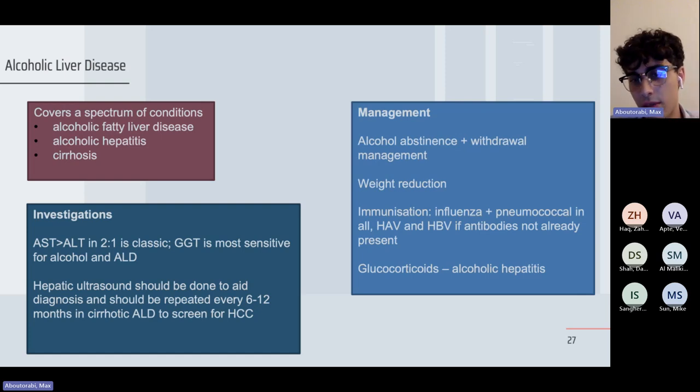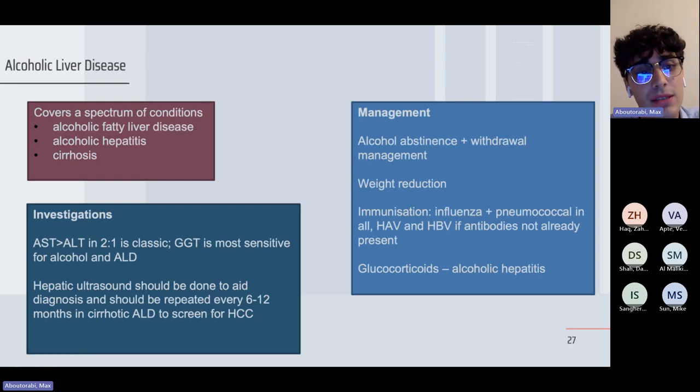This can be raised in a variety of conditions. And then you also get gamma GT and ALP, so alkaline phosphatase. These will point towards a more cholestatic picture, so either a blockage within the biliary system and not necessarily a hepatic or a liver condition. So in alcoholic liver disease, what you want to look out for is a raised AST and ALT.